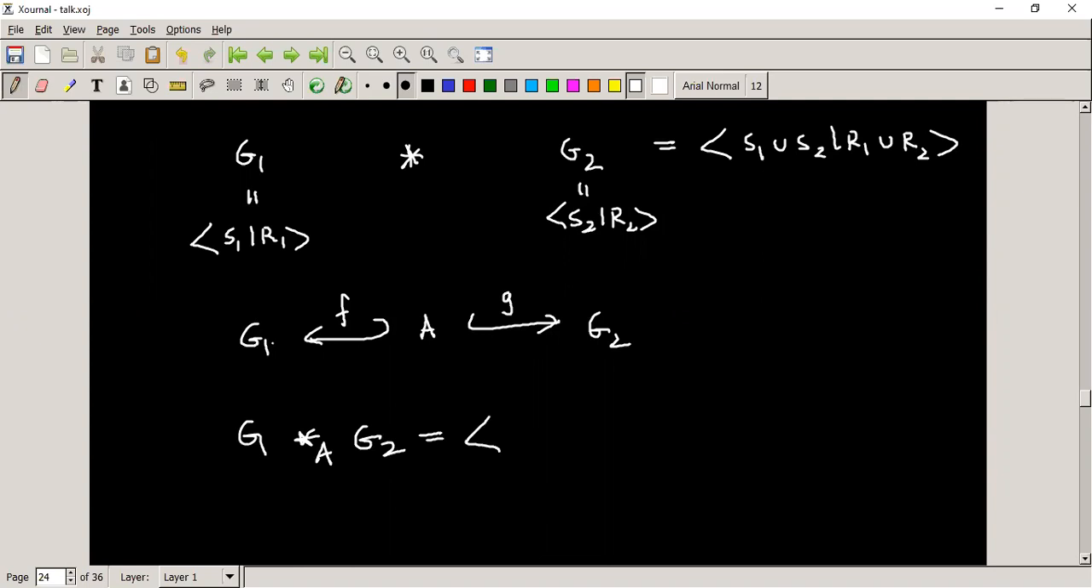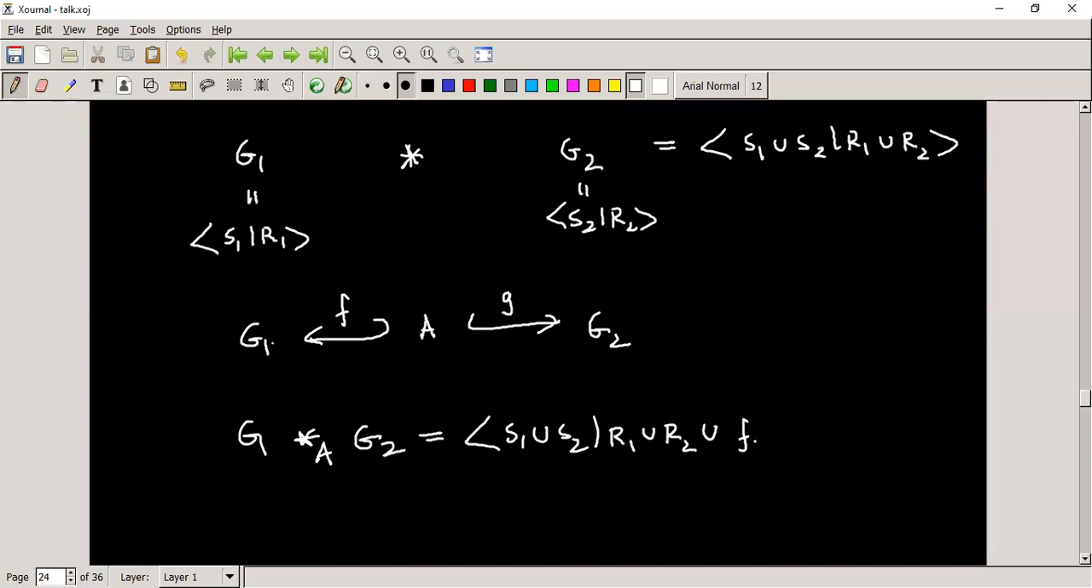So how is this defined? Similarly, G1 is generated by S1 with relations R1, G2 by S2 with relations R2, et cetera. The new group is generated by S1 union S2, with relations R1 union R2, plus I have these kinds of relations: f(alpha) equals g(alpha) for all alpha in A. Or rather, I shouldn't write it like that; relations should be written as just words equal to identity.